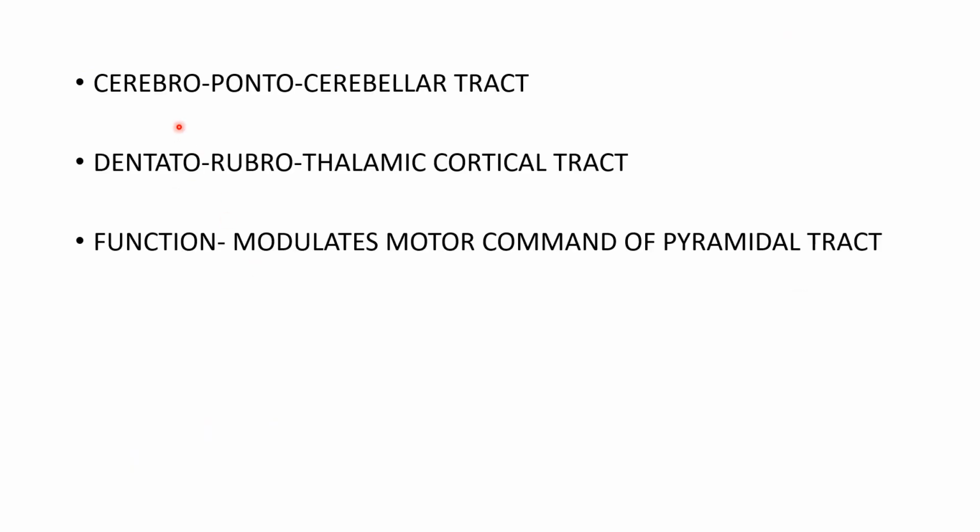So we have already seen these two tracts here. This is the input, cerebropontocerebellar tract. This is the output, dentato-rubro-thalamic cortical tract. The function is to modulate the motor command of the pyramidal tract. So it can modulate the motor command which is given by the pyramidal tract.